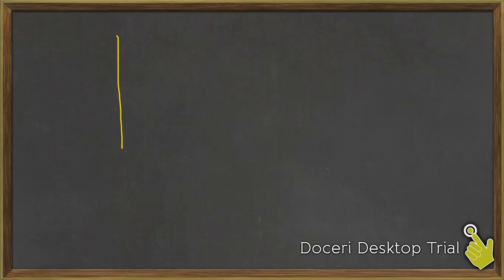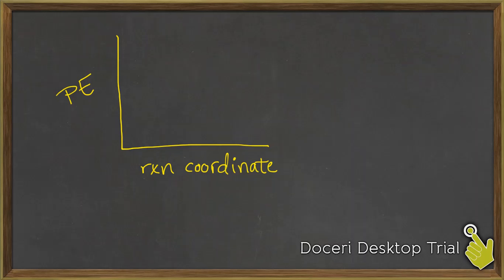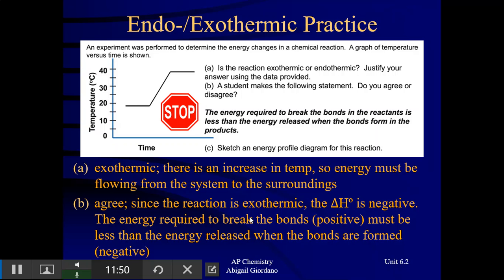So I'm going to draw a set of axes. Potential energy is on the Y, and I'm going to write reaction coordinate, which you could write reaction progress as well. And this doesn't have to be fancy, guys. You can simply draw something that looks like this. Okay, that indicates to the AP graders that you understand that the potential energy of the products is less than the potential energy of the reactants, and that is by definition an exothermic curve. So something like that.